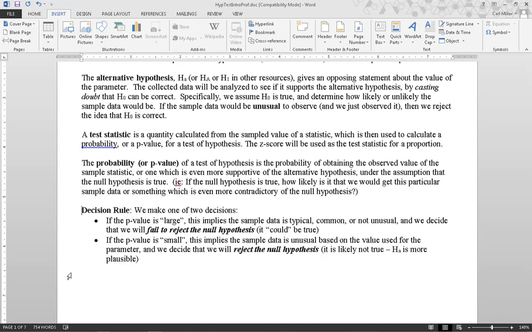On the other hand, if the p-value is small, this implies the sample data is unusual based on the value used for the parameter, and we decide that we will reject the null hypothesis. It is likely not true. H sub a, the alternative hypothesis, is more plausible.